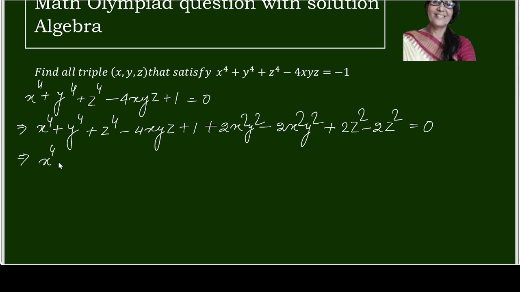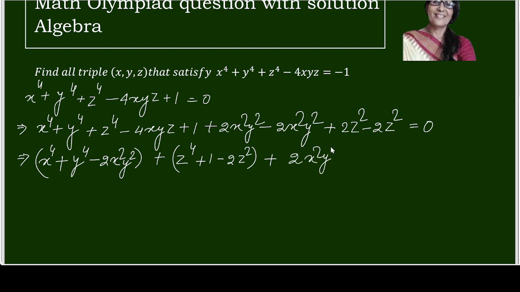Next is x to the power 4 plus y to the power 4 minus 2x square y square. I'll take in a group to make a whole square, plus z to the power 4 plus 1 minus 2z square. I'll take another group. Then what remains is your 2x square y square, 2z square and minus 4xyz. It is another group.